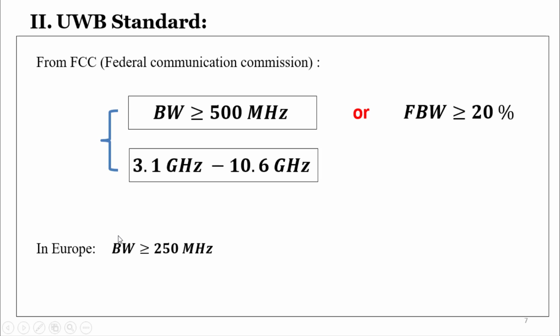In Europe, instead of talking about a bandwidth superior or equal to 500 megahertz, we talk about just 215 megahertz. Okay, a bandwidth superior or equal to 250 megahertz, and this bandwidth belongs to 3.1 gigahertz and 10.6 gigahertz. So in Europe we can talk about the ultra wideband characteristic of any microwave devices. Okay, so these are the conditions fixed by the FCC, the Federal Communications Commission.